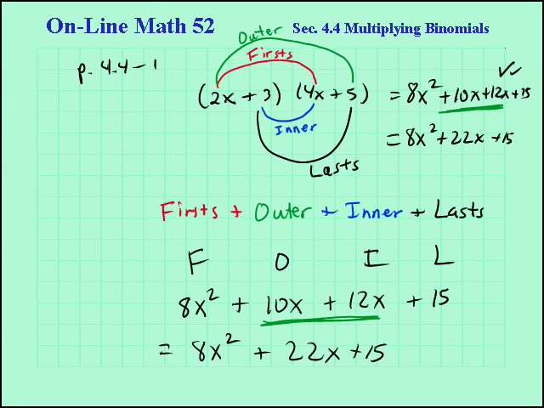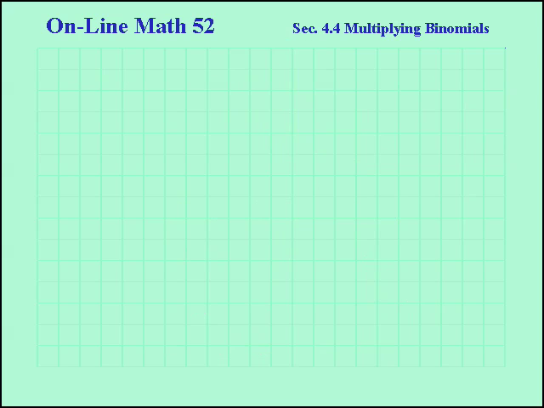But this FOIL method, like I said, allows us to talk about this product of 2 binomials in a nice way. And like I said, I'll be using it throughout this section 4.4, but also in Chapter 5. Let me go ahead and erase and do an example. Here I'll do example 1 on page 2.